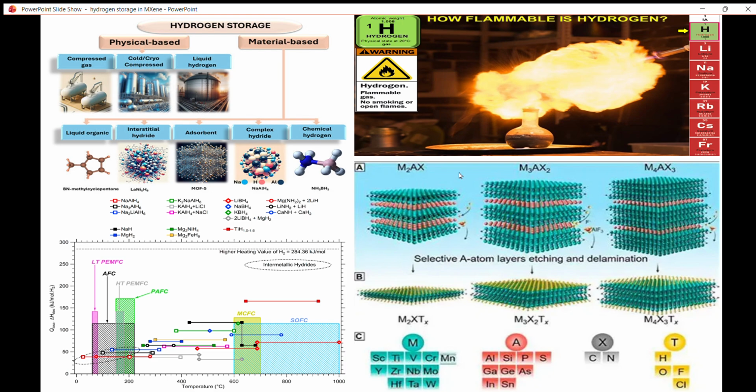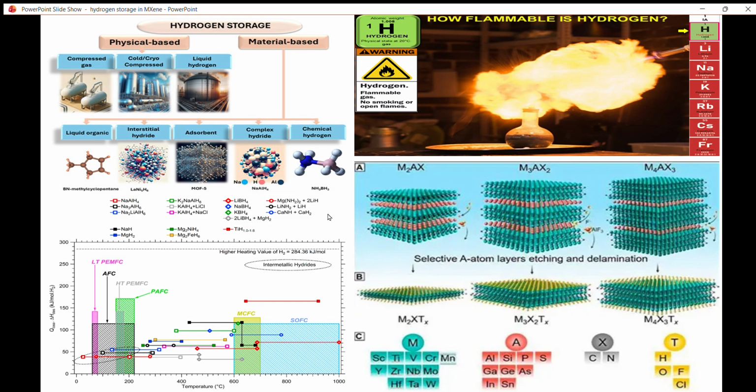Therefore, we use the class of materials called MXene, with different empirical formulas like M2AX and M3AX2. What is A here? In the periodic table, M is scandium, titanium, vanadium, chromium, manganese, zirconium, niobium, molybdenum, hafnium, tantalum, tungsten, and A is aluminium, silicon, like these elements, and X is carbon or nitrogen, and T is hydrogen, oxygen, chlorine, and fluorine. MXene has a layered structure.